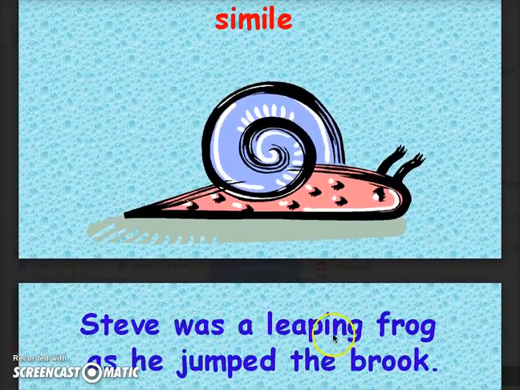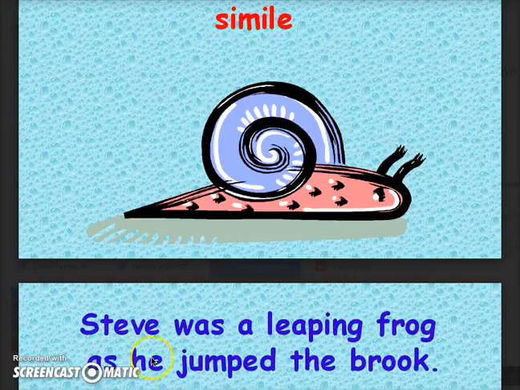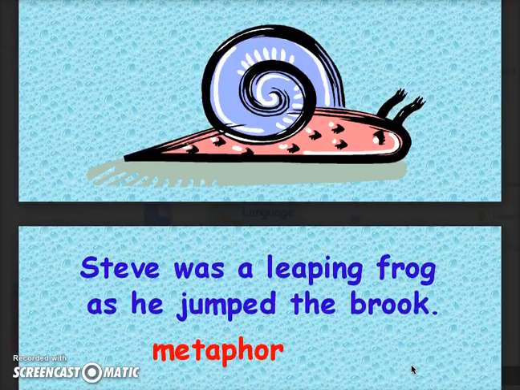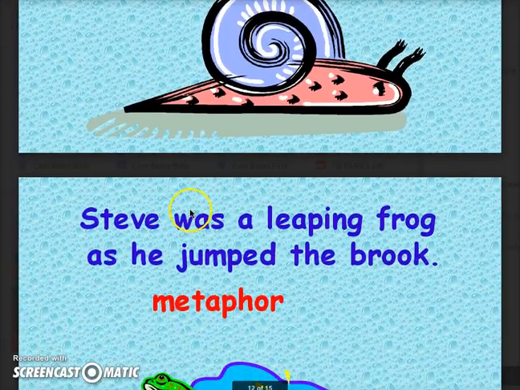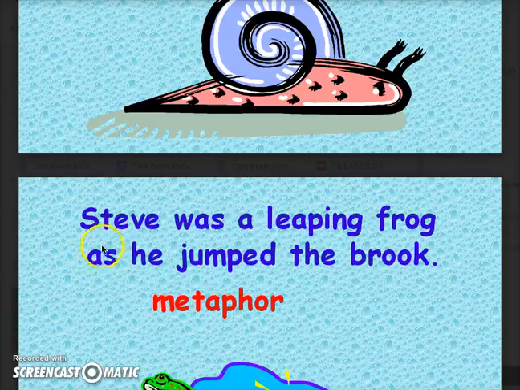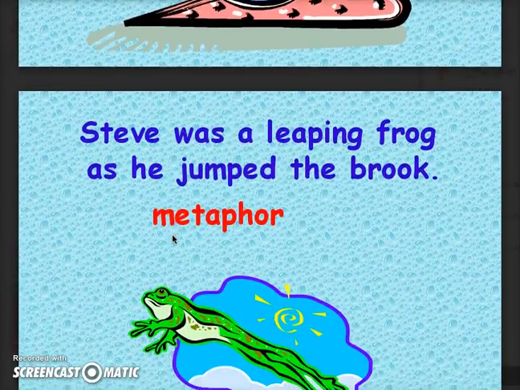Steve was a leaping frog as he jumped the brook. Metaphor. Now I know that we see the word as in here, boys and girls, but that doesn't mean it's a simile because it's just saying as he jumped the brook. It's not saying he is like something or as something.